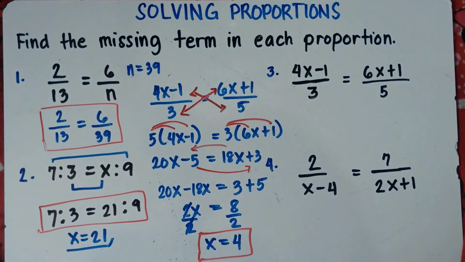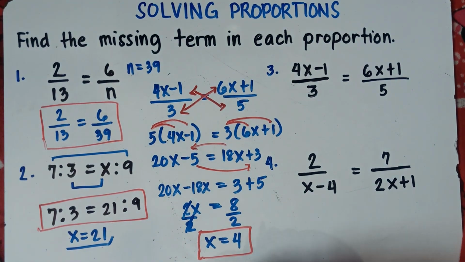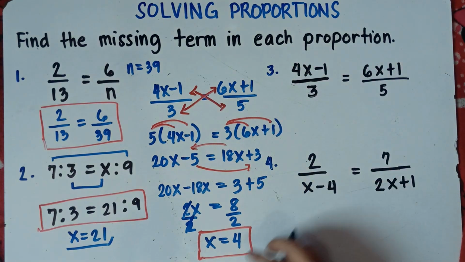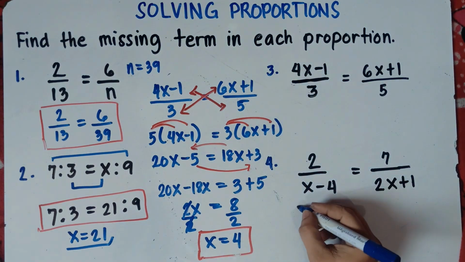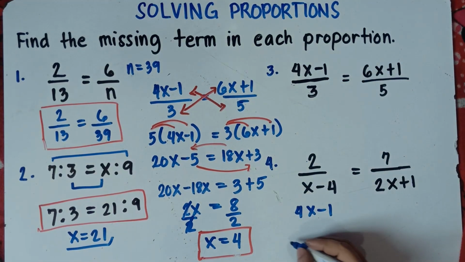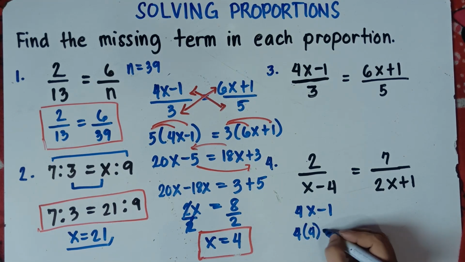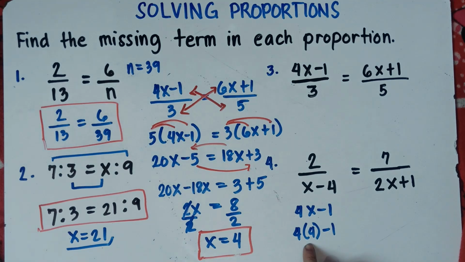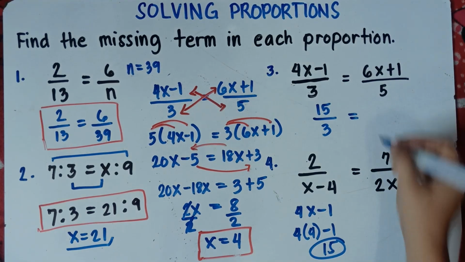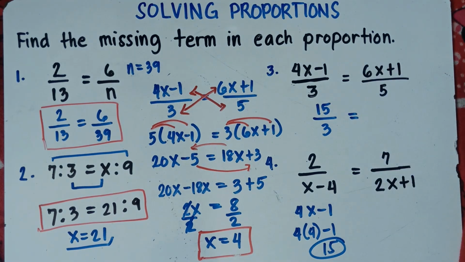Now to complete the equation, so this will be 4x minus 1. So let's check, class, what's the value of this term on the upper part. So let's substitute the value of x. That is 4. So we have 4 times 4 minus 1. So 4 times 4, that is 16. Minus 1, that is 15. On the upper part, therefore, this is 15. So this will be 15 over 3 equals, and this one, class, 6x plus 1. So if the teacher asks you to find the value of x, this will be the answer, class.